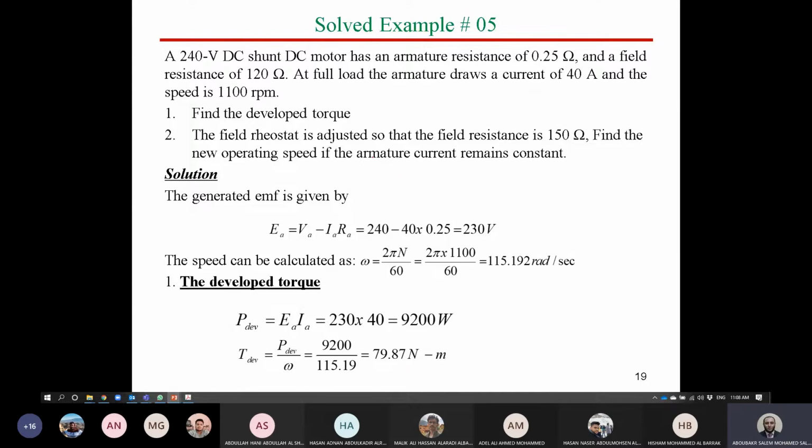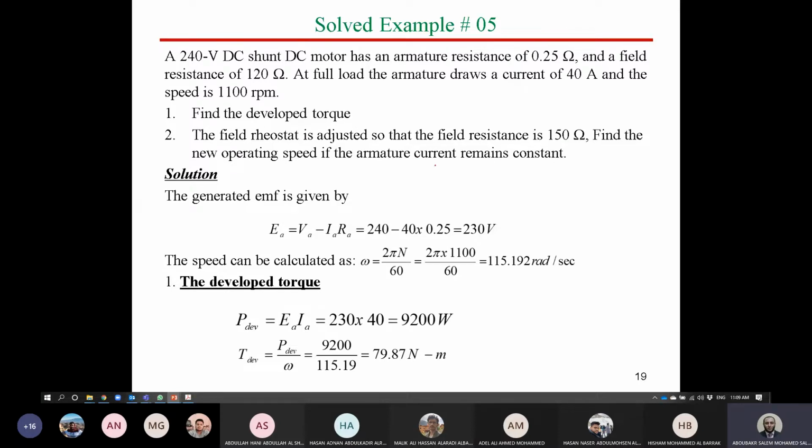Second part, in which something was not correct in the question itself: the field rheostat is adjusted so that the field resistance is 150 ohms. So now we will change the value of field resistance. This means that the field current will be changed. So this is now considered as field control. We are going to control the motor field. Find the new operating speed if the armature current remains constant.